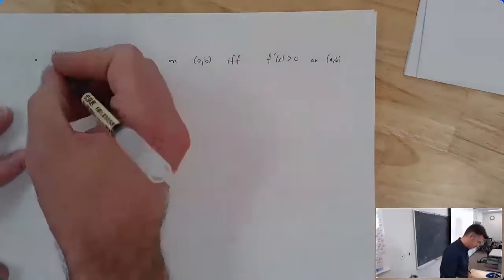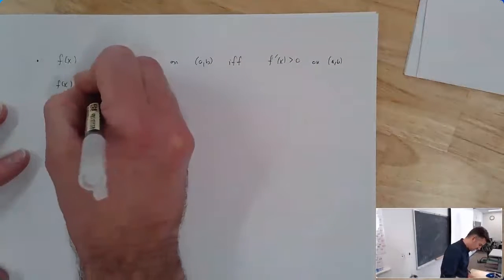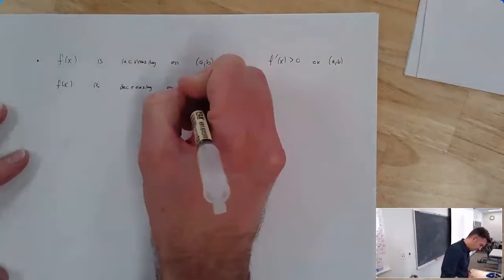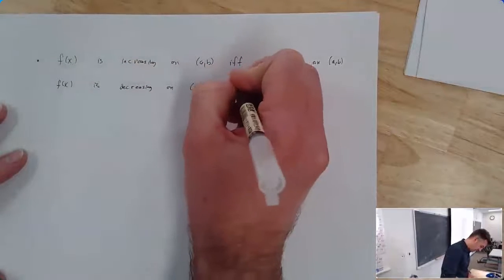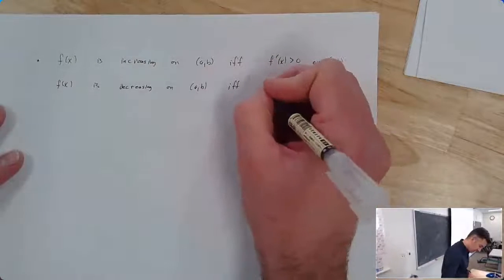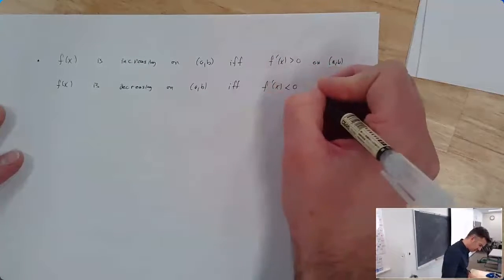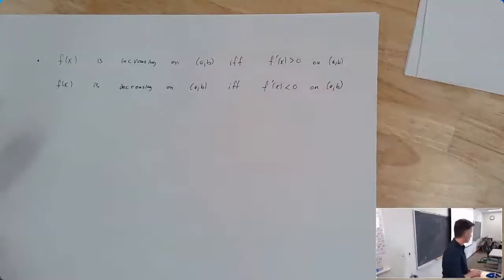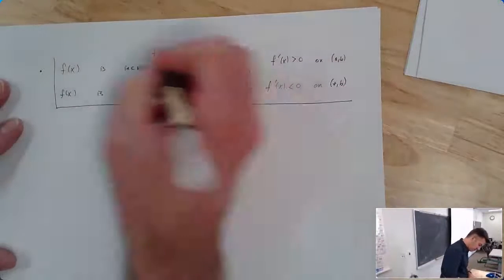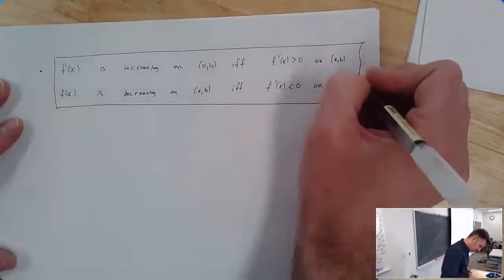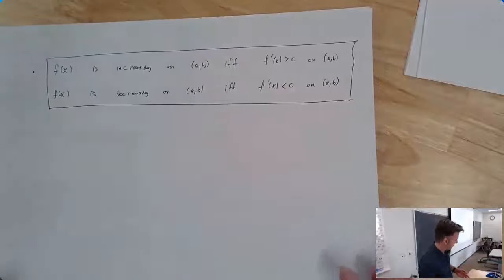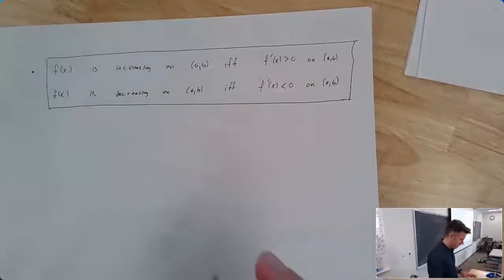And likewise, f of x is decreasing on some open interval from a to b if and only if, that's what that double arrow means, by the way, f prime of x is negative on the interval from a to b. Super important. We use this all the time. One could prove this if they wanted to. It relies on the mean value theorem, but we can come back to proving that if we really want to see that.